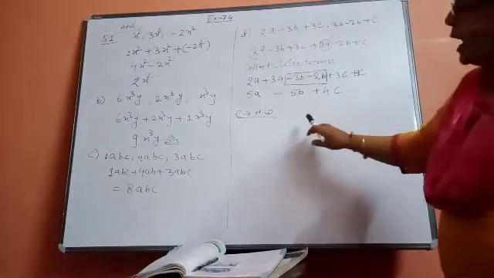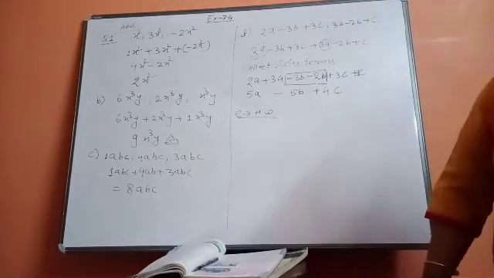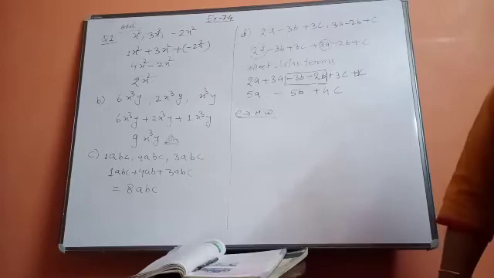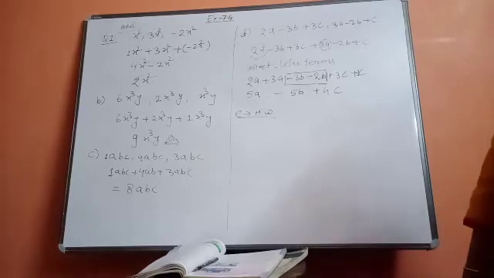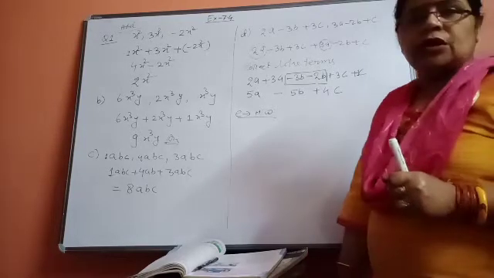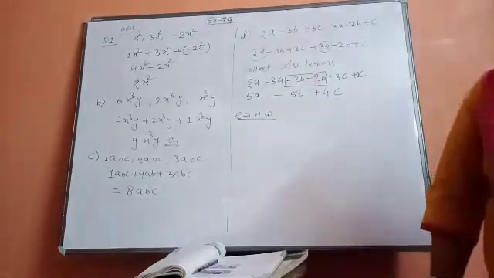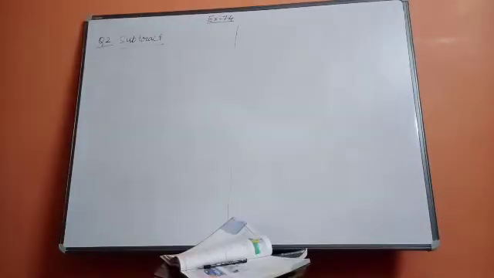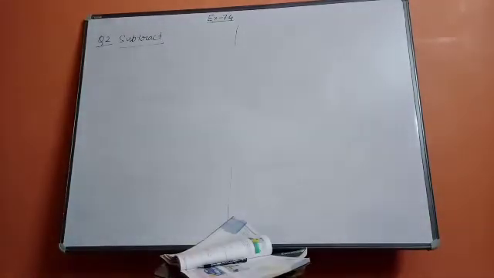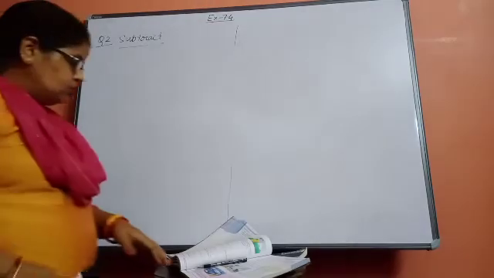In the same way, I have left the E part of this question for your homework, so you will do that question. Now we are coming to the last question of this exercise, that is subtraction. Now see that, beta, question number 2, subtract. Okay. And how will we do subtraction? See here now.